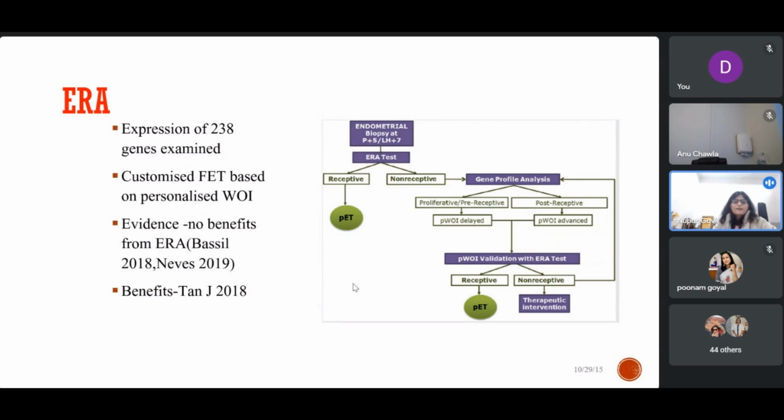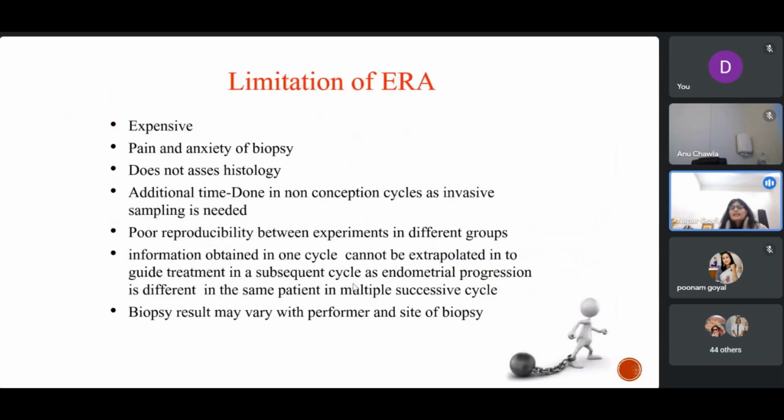It is often asked by patients, can we, should we go for ERA? We had recurrent IVF failure. Should we move on to ERA? Will it help us? There have been a lot of limitations of ERA. It is very expensive. It causes a lot of pain and anxiety for the patient. Then it delays your conception cycle. You have to freeze the embryo.